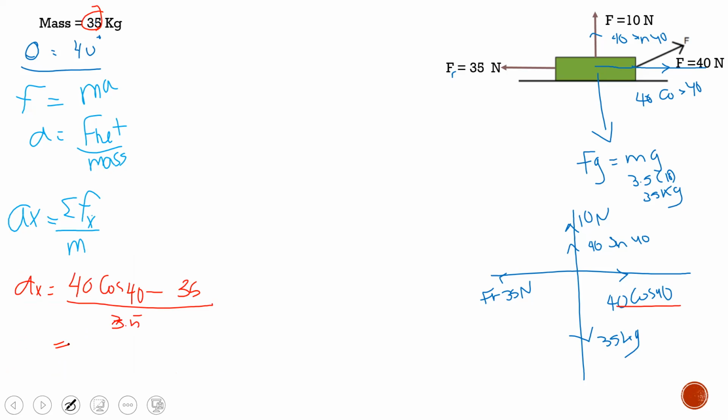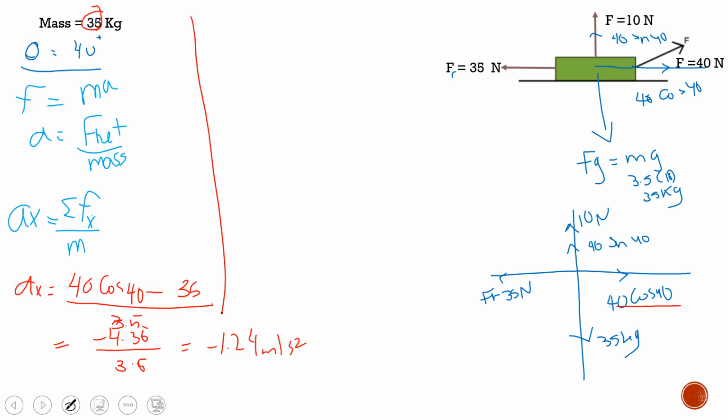Then 40 cosine 40 minus 35 is negative 0.435, over 3.5. It will be negative 1.24 meter per second squared. So A sub x is negative 1.24 meter per second squared, so it is to the left.